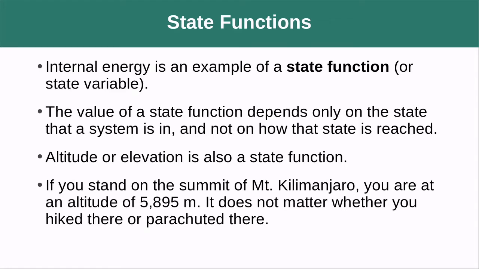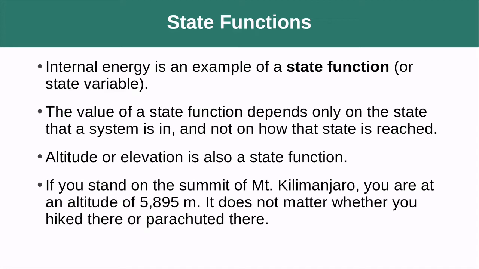So internal energy is an example of a state function or state variable. The value of a state function depends only on the state that the system is in and not how that state is reached. So we only have to have information about what we started with and what we ended with. It doesn't matter the path it took between the two.